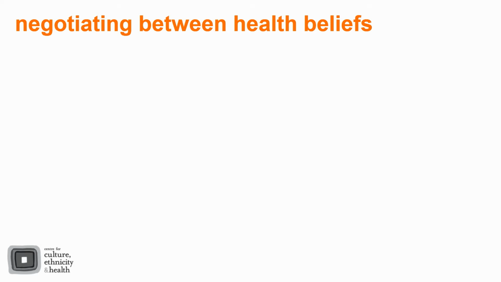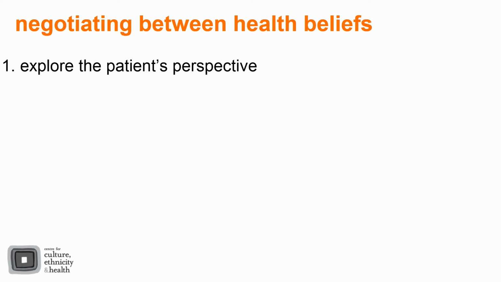The 5 steps are: step number 1, explore the patient's perspective. Patients are not spontaneously going to tell you about their health belief system and how they view their illness. So, to explore this, you can use Kleinman's explanatory model that is covered in Chapter 4.